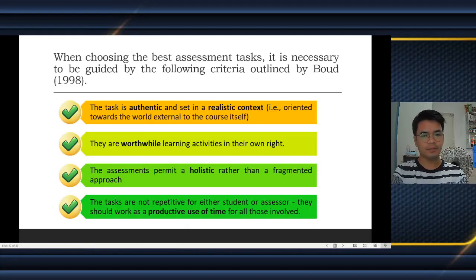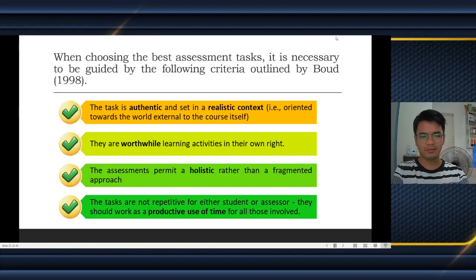So when choosing the best assessment task, it is necessary to be guided by the following criteria outlined by, I don't know how to pronounce this, but I pronounce this as Bode, okay, Bode in 1998. So what are these criteria according to Bode? Sabi niya, the task is authentic. It's the same thing that we have discussed in our previous topic. Okay, parehas lang, they are just reworded.